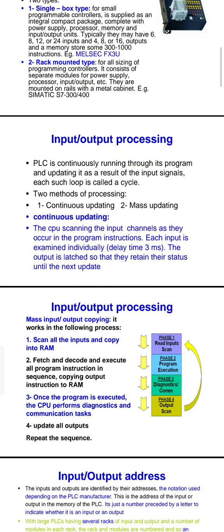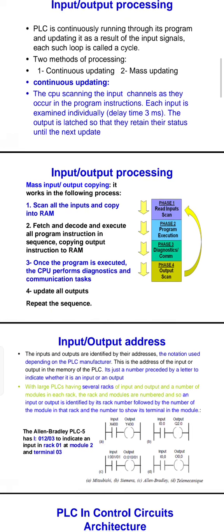The mass input output copying works in the following process: scan all the inputs and copy them into RAM, fetch, decode, and execute all program instructions in sequence, copying output instructions to RAM. Once the program is executed, the CPU performs diagnostics and communication tasks, updates all outputs, and repeats the sequence.